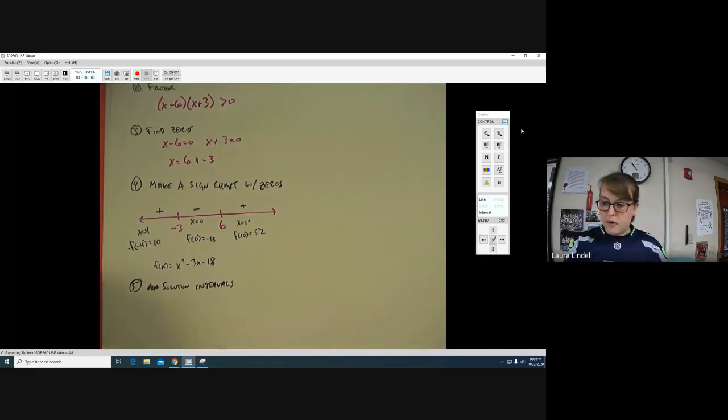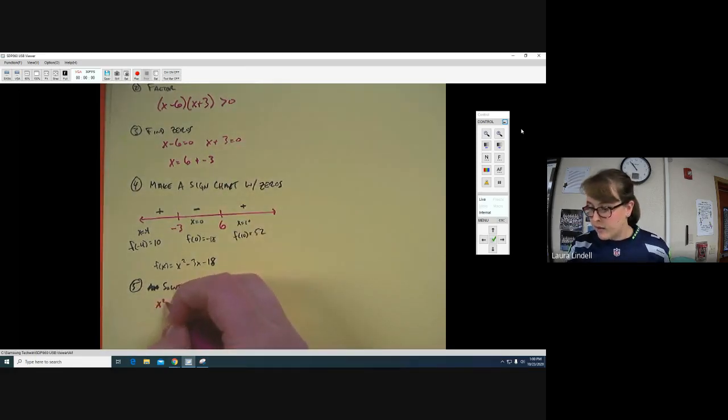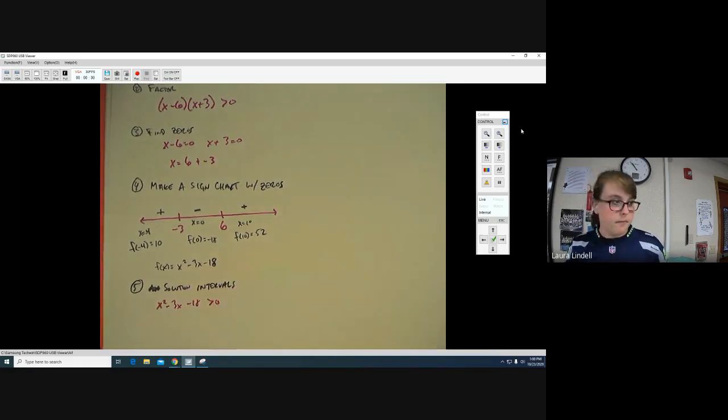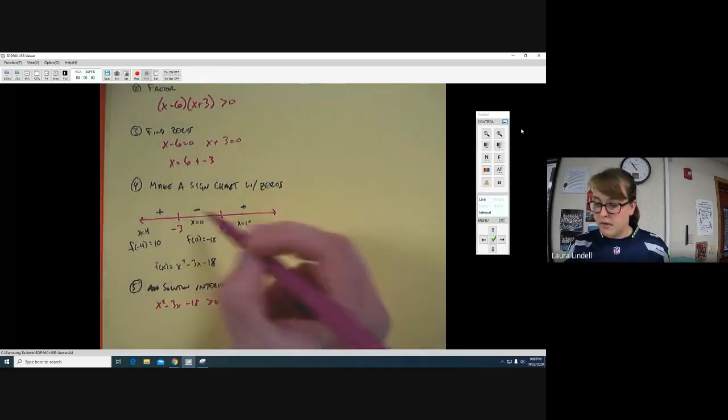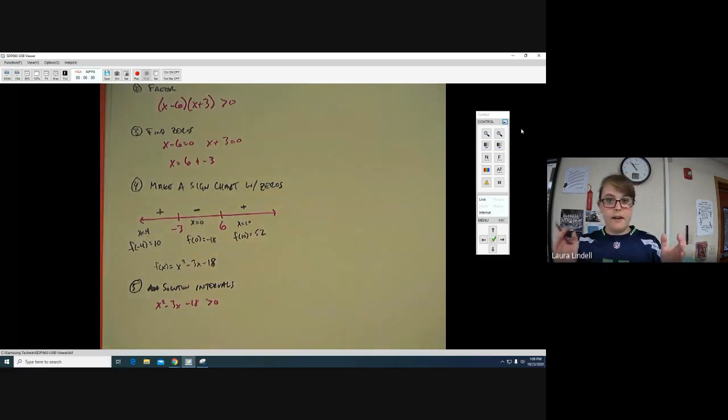Okay, so this is where we have to go back to the whole greater than or less than 0 thing. So we know that we're graphing x squared minus 3x minus 18 is greater than 0. So we want to know the intervals where the function is greater than 0. Well, that would be the places where it's positive, right? So that means that from -infinity to -3, our function is greater than 0. And from 6 to infinity, it's also greater than 0.